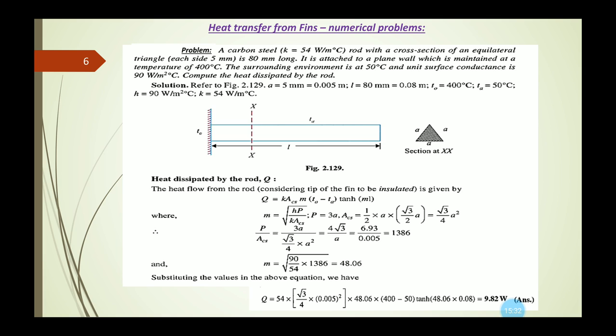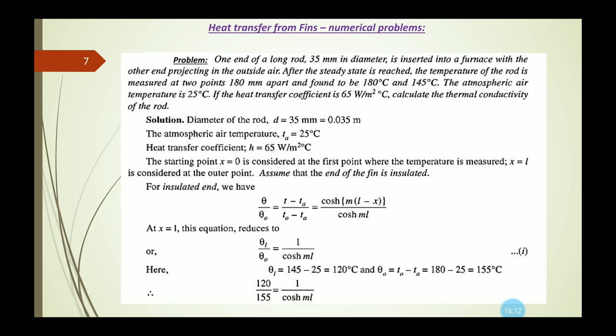We need to remember the formula for the fin heat transfer when the tip of the fin is insulated. And then we need to remember the formula of m, which is root under hP by kA. Then as the cross section of this fin is an equilateral triangle, we have applied the formula of the perimeter and area of this equilateral triangle. So some formulas we need to remember in such numericals related to fin heat transfer. Let us move to the next numerical.